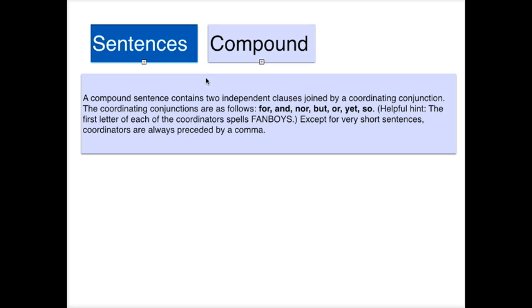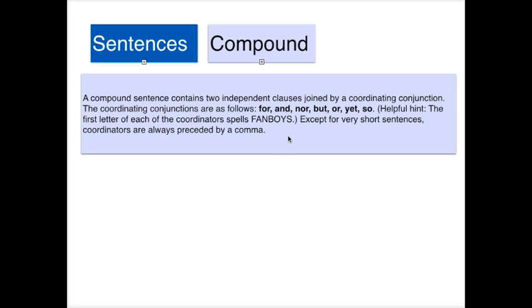A compound sentence contains two independent clauses joined by a coordinating conjunction. The coordinating conjunctions are as follows: for, and, nor, but, or, yet. And a helpful hint for remembering these coordinating conjunctions is the word fanboys. So for fanboys we have for, and, nor, but, or, yet.